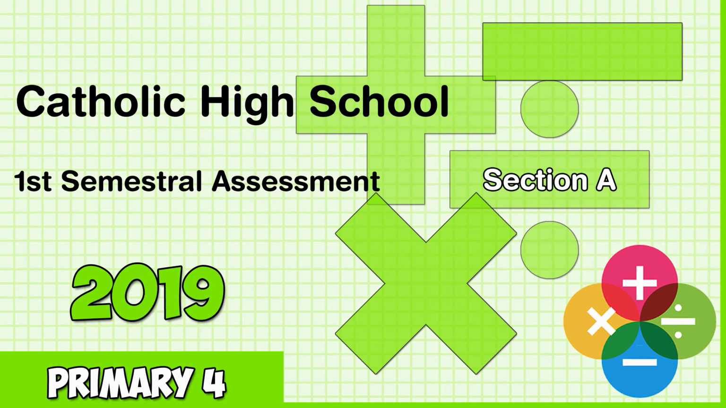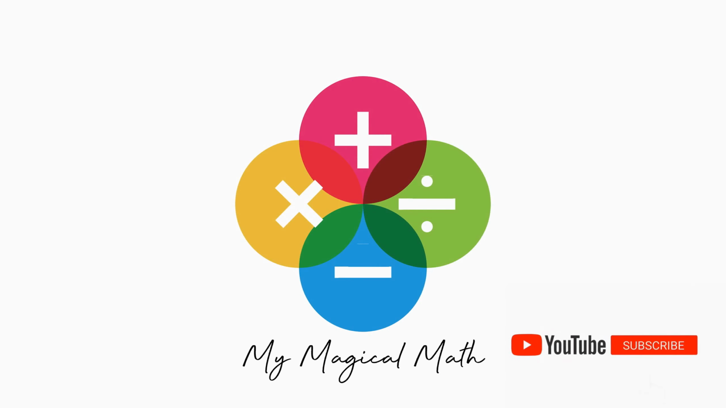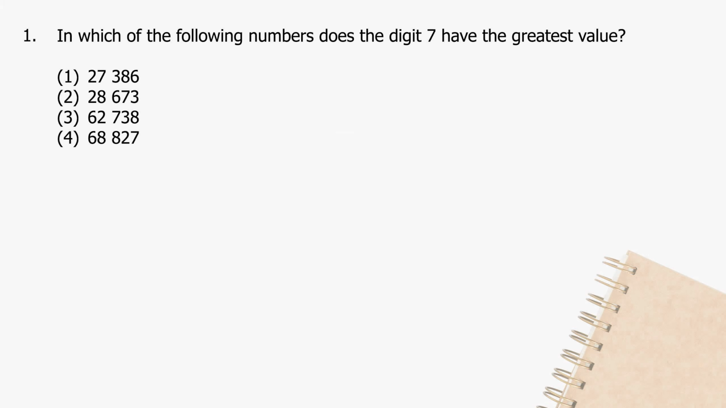Catholic High School. First Semestral Assessment 2019. Primary 4 Mathematics. Section A. Question 1. In which of the following numbers does the digit 7 have the greatest value?